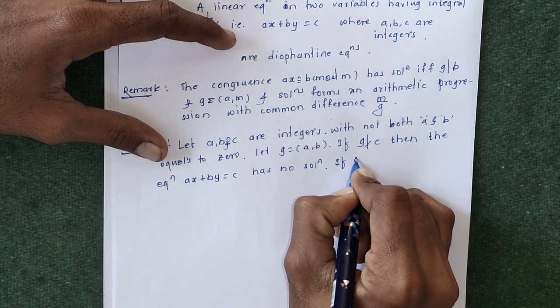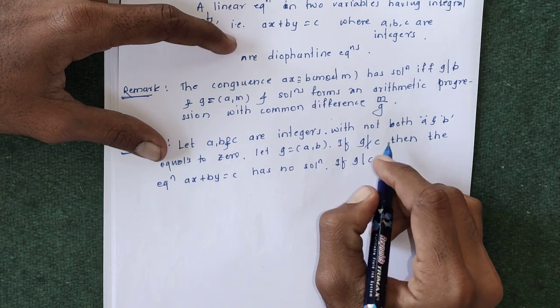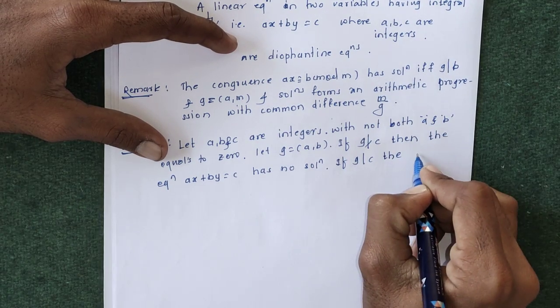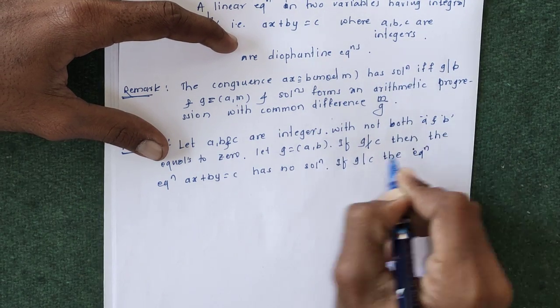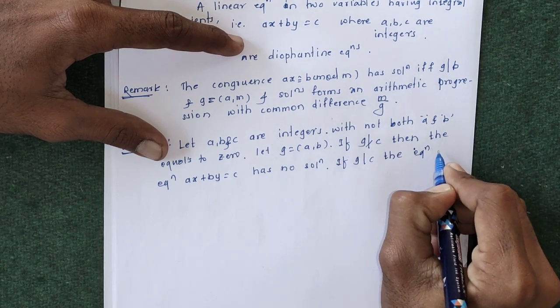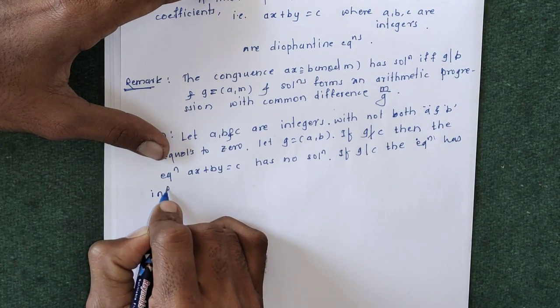If g divides c, then the equation ax plus by equals c has infinitely many solutions.